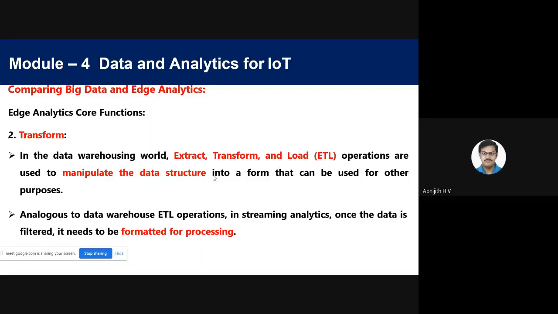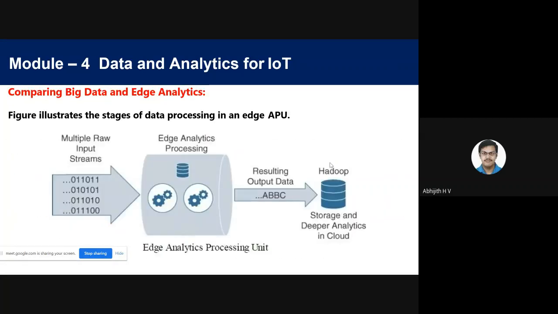The second one is transformation. We all know that there are three things: extract, transform, and load. We call it ETL operations, which is very popular in the industry. See, the edge node can extract the data. It can transform it to some other format.